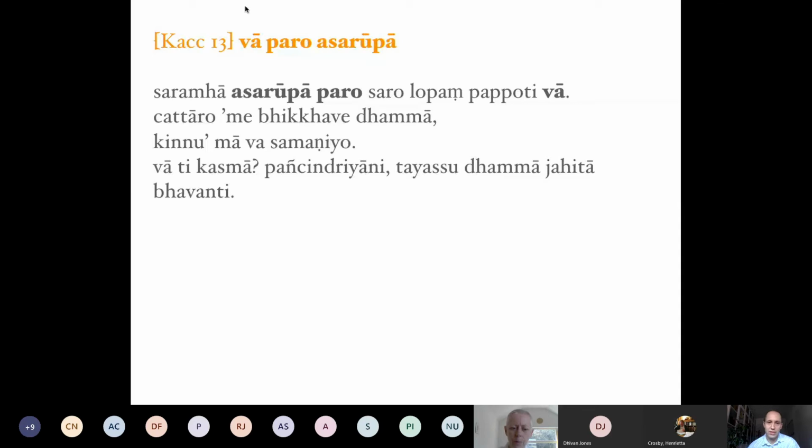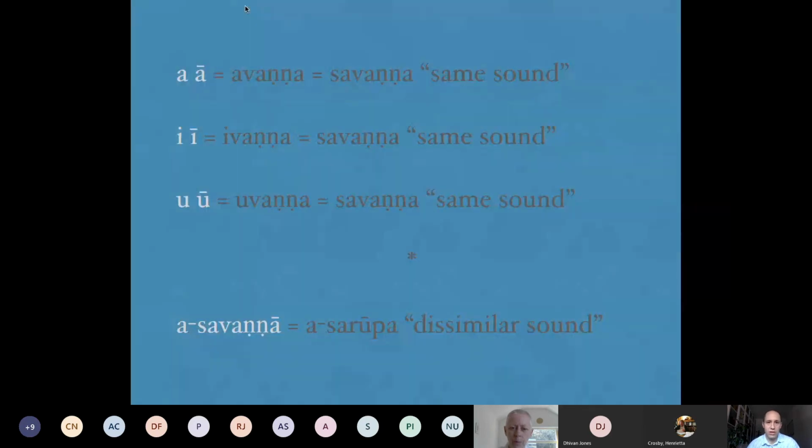Optionally. So here, just to understand what savarna or sarupa means, they are synonymous. So a and ā are called avarna. When we say avarna, it doesn't simply mean a, it means a and ā. It includes all the vowels that have the varna, the color or the shape of a, that means short and long. Similar with i and ī, similar with u and ū. Savarna or sarupa means the same. They have the same varna or they have the same rupa. And asavarna or asarupa means dissimilar.